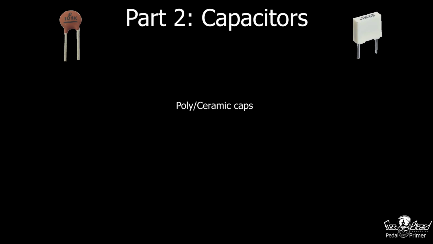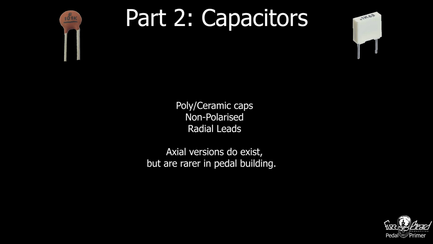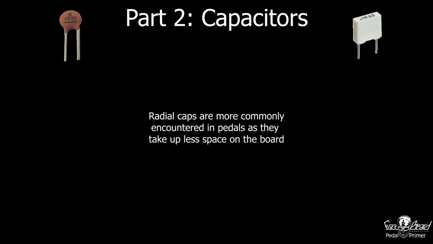Now, both ceramic and film capacitors are non-polarized and configured with radial leads. Axial versions do exist, but they are comparatively rare. Radials are the type that you will nearly always encounter due to their space-saving properties when compared to the axial versions.